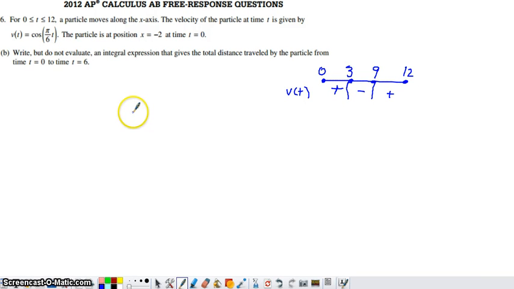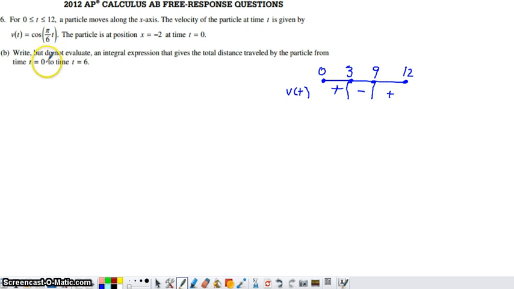So here's part B of problem 6 from the 2012 AB exam. And I have something on the screen already here, and that's something that we did in part A in a previous video. It's a sign chart for our velocity function. We used it to say that the object was moving to the right from 0 to 3, to the left from 3 to 9, and to the right from 9 to 12. That'll help us a little bit here in part B.